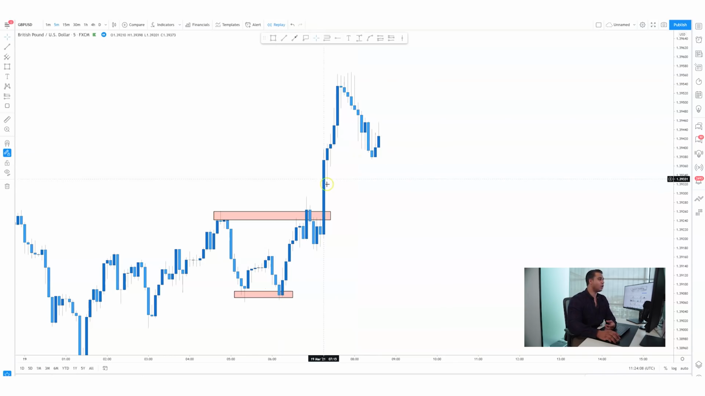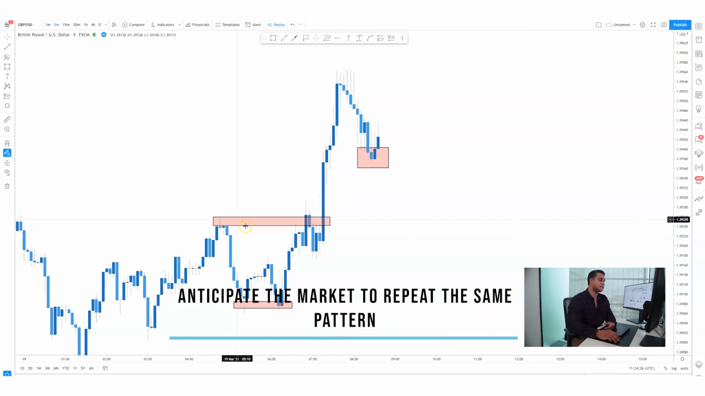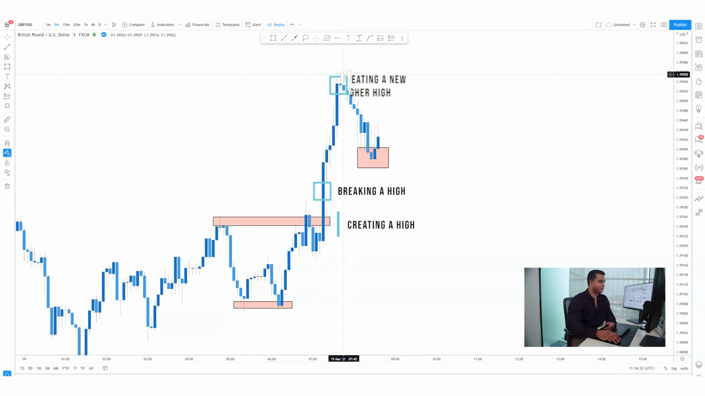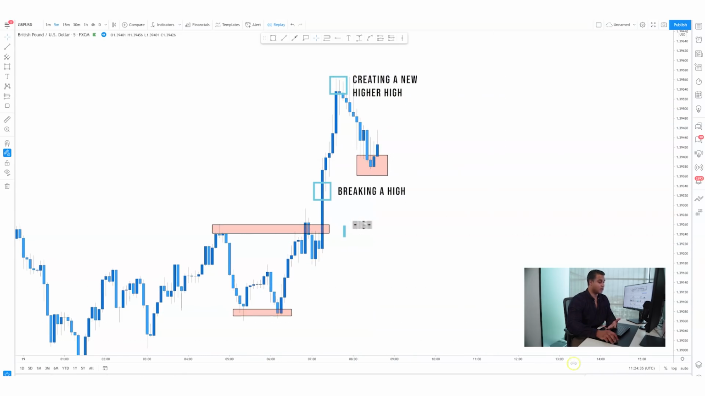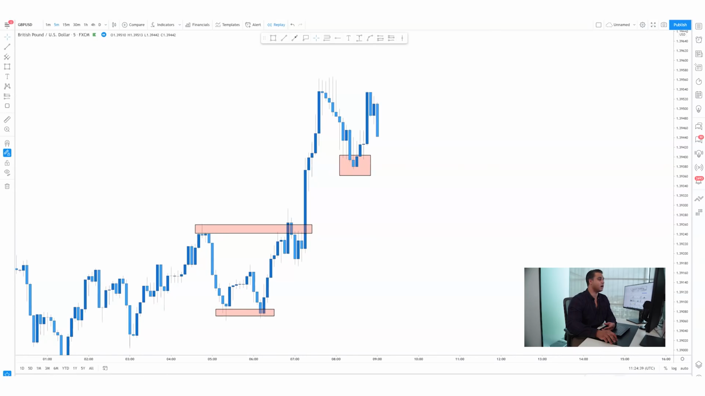Now, more often than not, when we're in an uptrend, price will create a higher low. Now, we're not saying that this is going to be the higher low, or we know when the lower high is going to be forming. I will be doing a video on that for you, but let's just say, work with me, this is the higher low. What we anticipate the market to do is repeat the same patterns over here after creating a high, breaking the high to make a higher high. So here we can see what is the higher low in this instance, and now what we expect the market to do is break the highs.